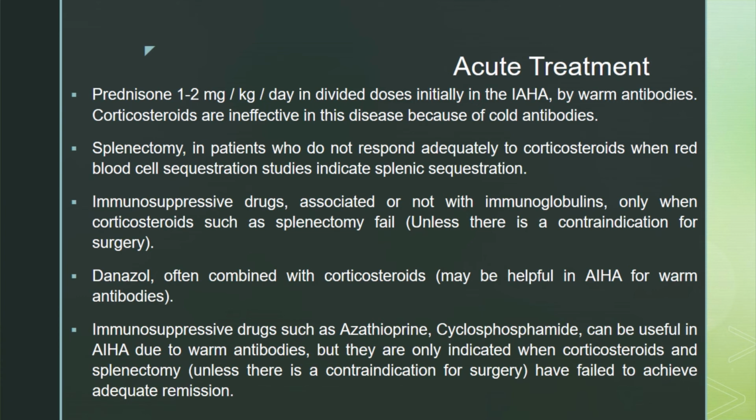Danazol, often combined with corticosteroids, may be useful in autoimmune hemolytic anemia due to warm antibodies. Immunosuppressive drugs such as azathioprine and cyclophosphamide may be useful in autoimmune hemolytic anemia due to warm antibodies but have only been indicated when corticosteroids and splenectomy, unless there is a contraindication to surgery, have failed to achieve adequate remission.